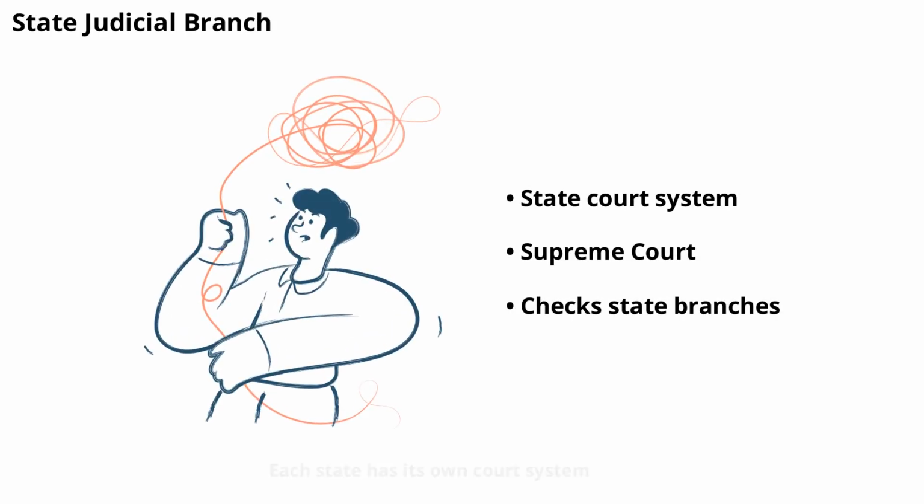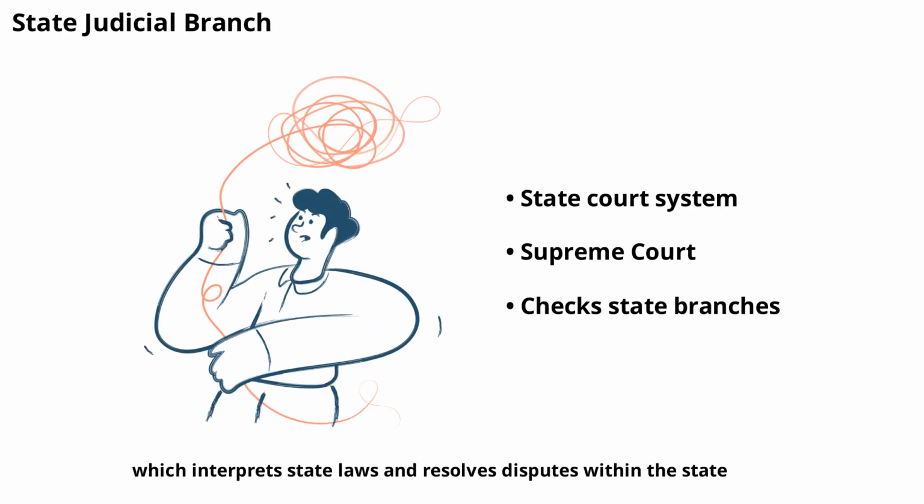Each state has its own court system, which interprets state laws and resolves disputes within the state. The highest court is usually called the state Supreme Court. Below it are various lower courts, such as appellate and trial courts. The state judicial branch ensures that justice is served according to state laws and constitutions, and it acts as a check on the other branches of state government.